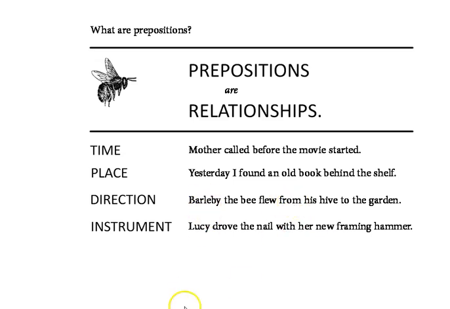Look at my typo here. Did you see that? That's supposed to have a T in it. Or a relationship of instrument, like using one thing for another.